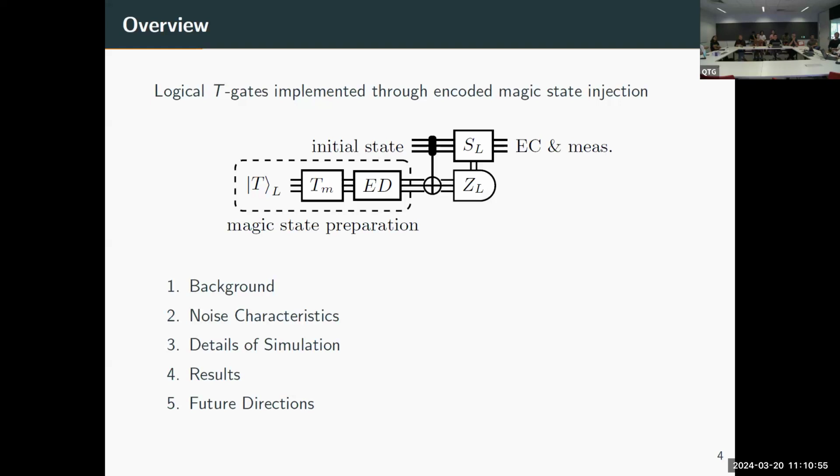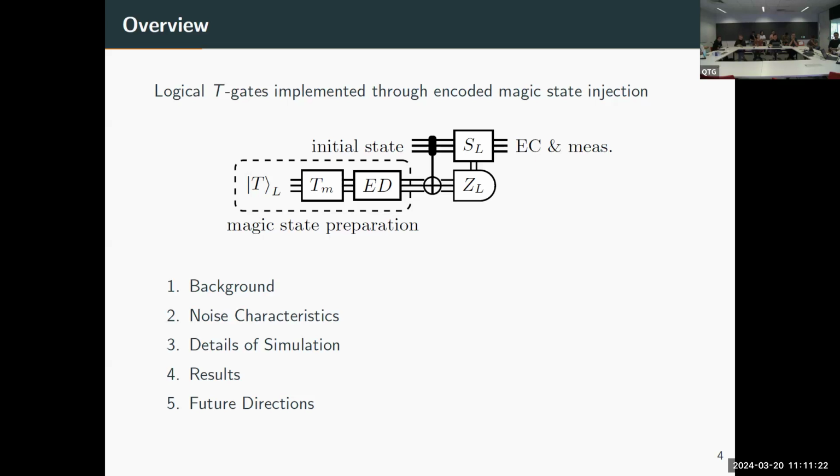But to give an overview of the details, what we're actually doing here is a lot of numerical simulations of fault-tolerant magic state injection in the Steane code, looking at a variety of noise models, trying to use it to diagnose the main effects that you see at the logical level in the noise.